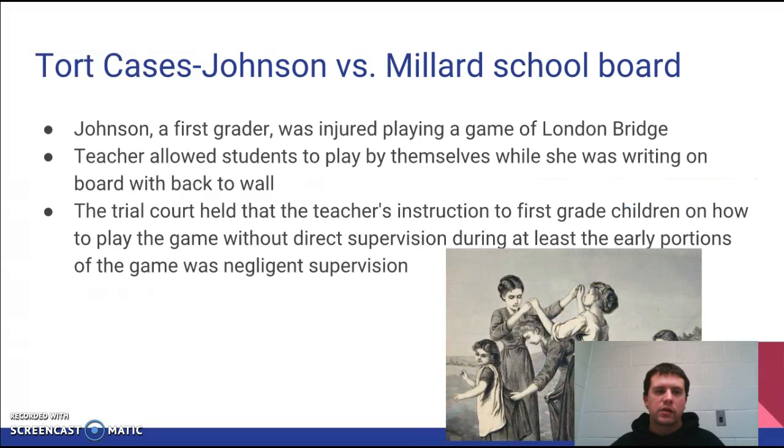And our final case is Johnson versus Millard School Board. This one goes in a different direction where you think they wouldn't be at risk. So what happened here is a first grader at Willa Cather Elementary School was injured while attending Nancy Patton's music class. She taught her class the song and game of London Bridge. The teacher warned the children not to act silly and told them not to yell, scream, or swing their arms too much. After giving these instructions, the teacher did allow the children to play the game on their own.